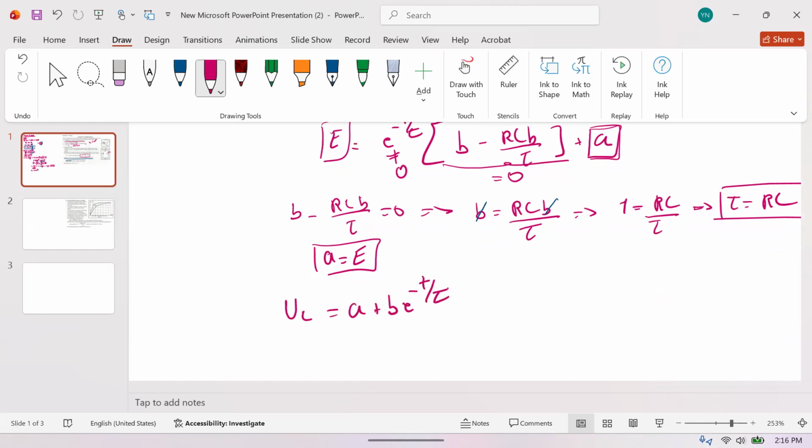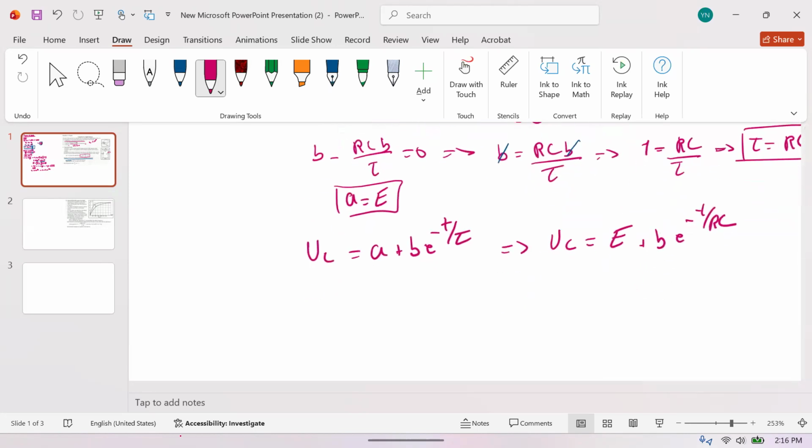Okay, but now we rewrite it by replacing the constants that we know with their actual value, which is UC equals E. Now I know that A is E plus B e to the power of minus t over RC. Okay, and every time in physics we want to find a constant like this, we use the boundary conditions or the initial conditions. What do I mean by that?